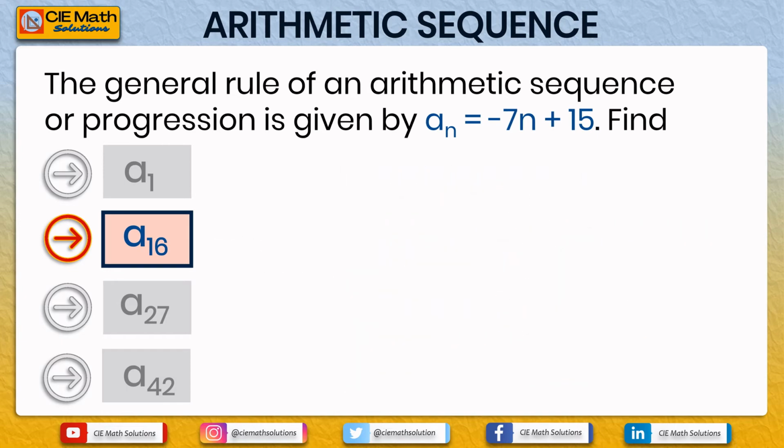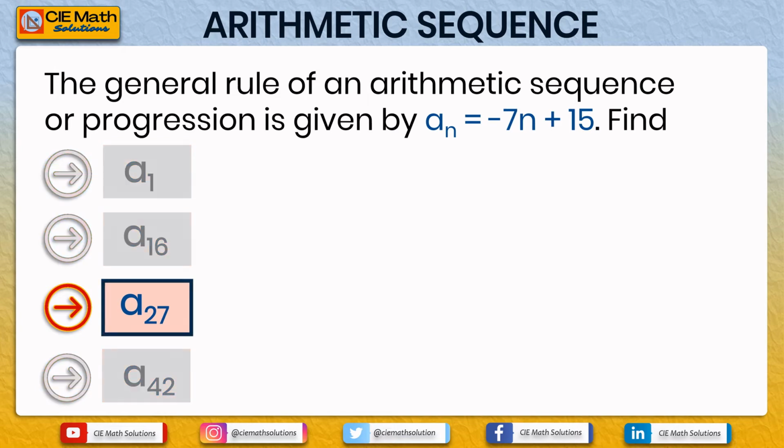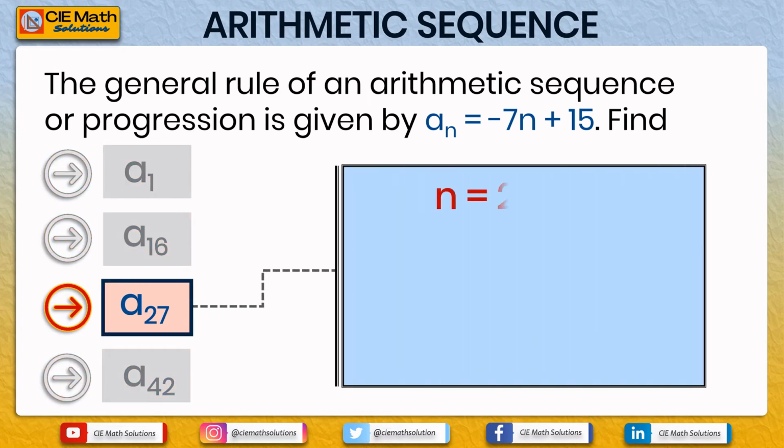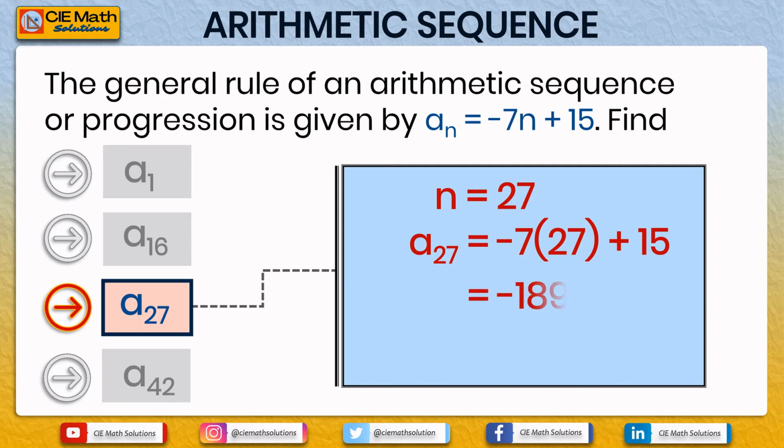For the third one, which is the 27th term, or a_27, the value of n is equal to 27. Substituting this value, we will have negative 7 times 27 plus 15, which is equal to negative 189 plus 15. The 27th term then is negative 174.